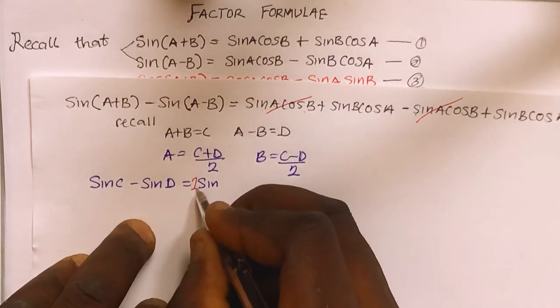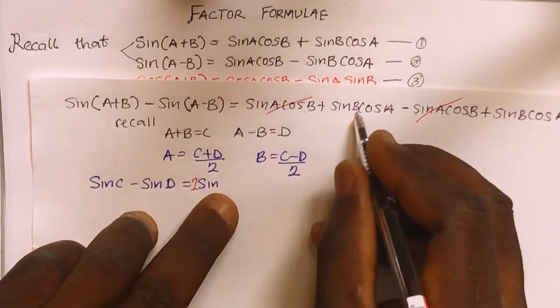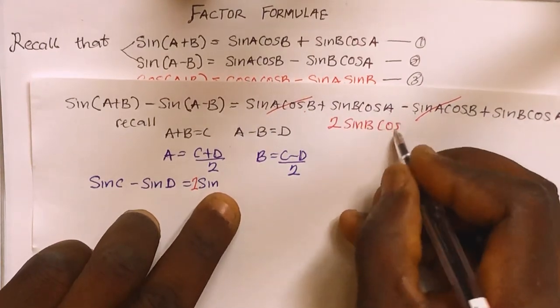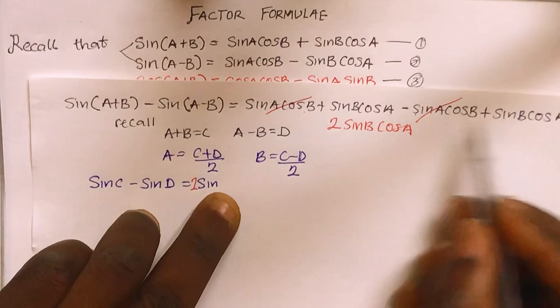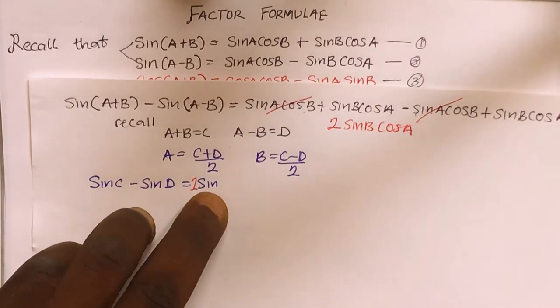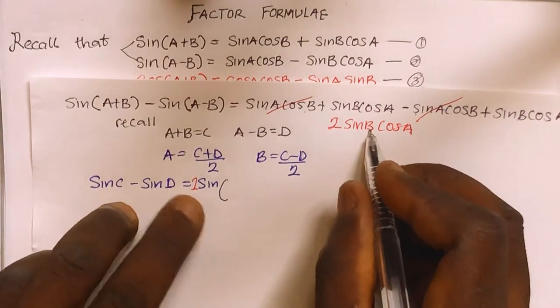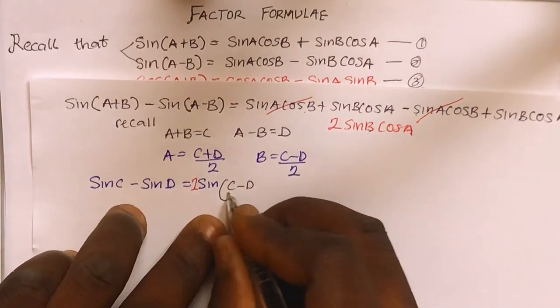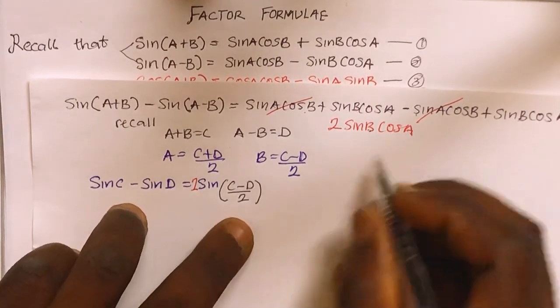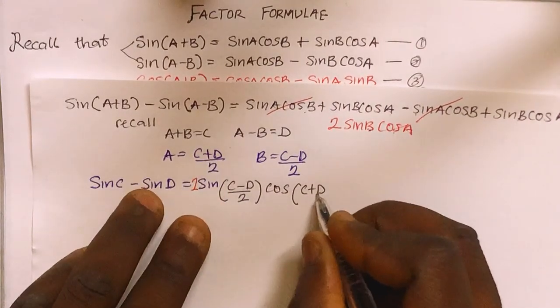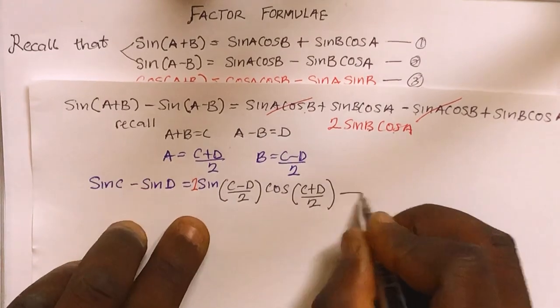That's 2 in front of this sine B, right? Sine B, you're going to have 2 sine B cos A, because you end up adding both of them together. Then you have 2 sine, what's your B? Open the brackets. My B is going to be C minus D divided by 2, right? Then what's your cos? You're having cos A, which is C plus D divided by 2.